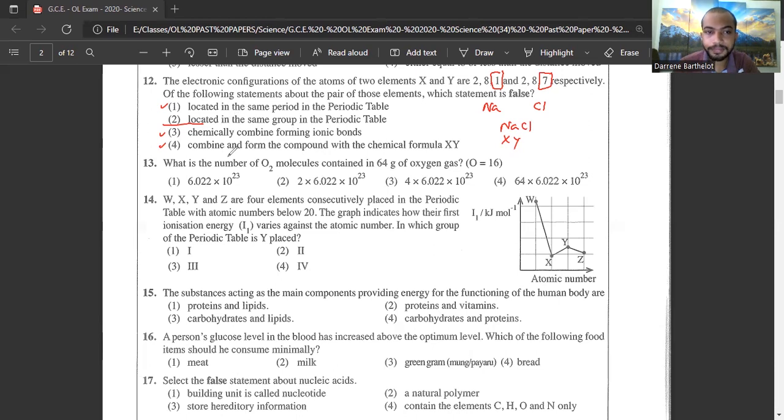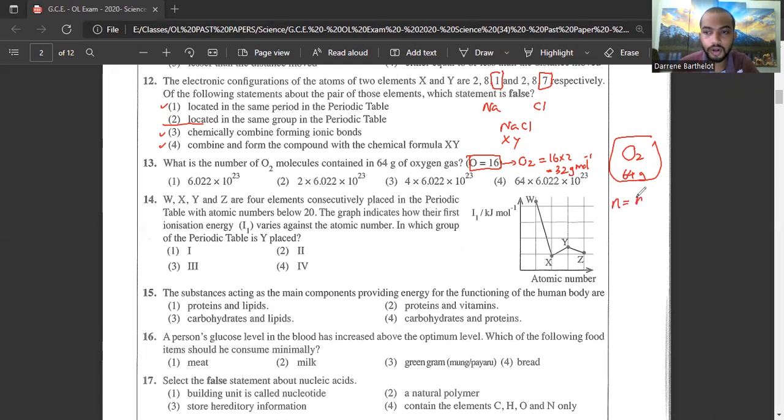Question number 13. What is the number of oxygen molecules contained in 64 grams of oxygen gas? Let's say you have O2 and that is 64 grams. When you take the molar mass of oxygen, it will be 32 grams, right? One oxygen is 16. That means if there is O2, that will be 16 into 2. That will be 32 grams per mole, right? So to find the number of moles, you can use this equation.